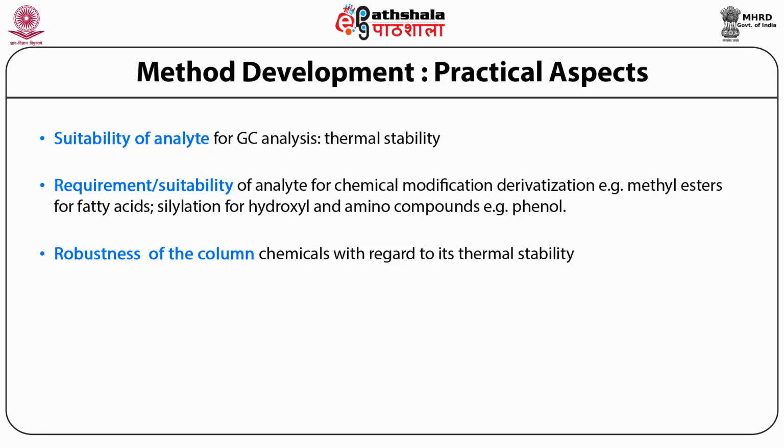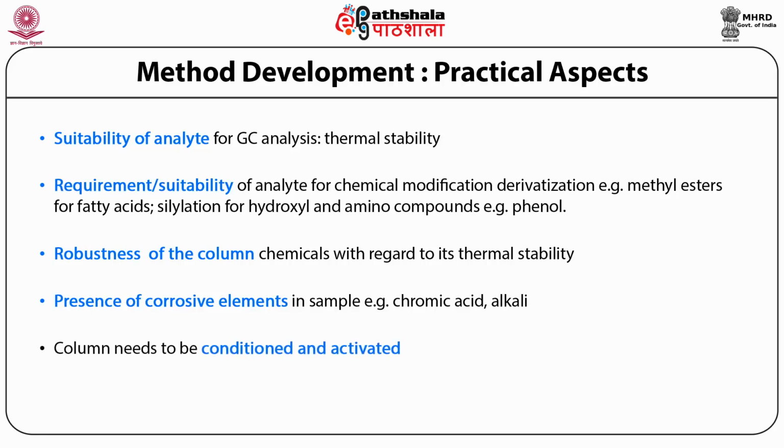So if the program that is to be run for a particular mixture needs higher temperature for resolution than the thermal stability of the column, then some other column needs to be tested. Then it needs to be determined whether there are elements in the sample that may be corrosive or destroy the column, such as chromic acid or alkali. And before starting out on the method development process and the standardization of the final methodology, the column needs to be conditioned and sometimes activated.